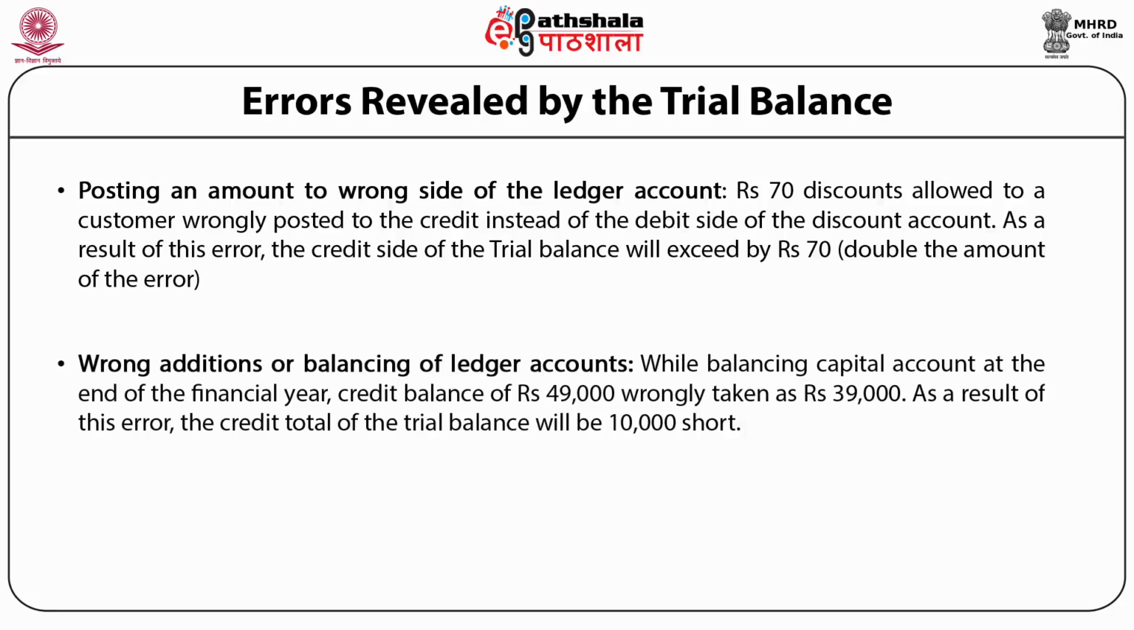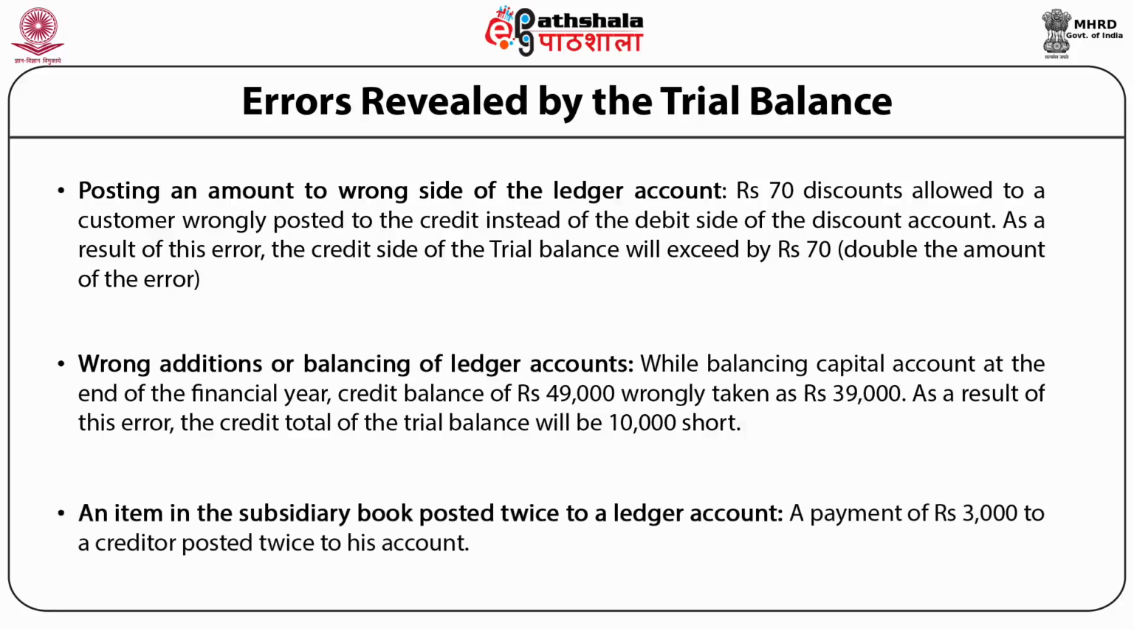Wrong addition or balancing of ledger accounts. While balancing capital account, at the end of the financial year, credit balance of 49,000 wrongly taken as 39,000. As a result of this error, credit total of the trial balance will be short by 10,000. An item in subsidiary book posted twice in ledger account. For example, a payment of rupees 3,000 to a creditor posted twice to his account.